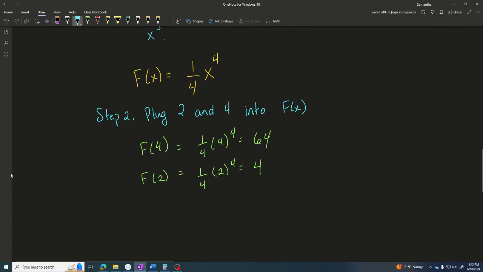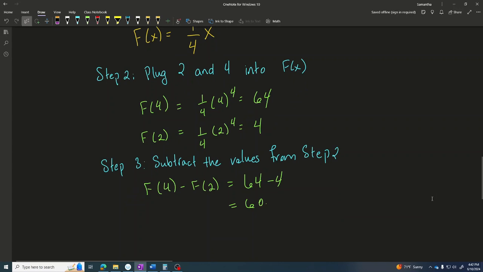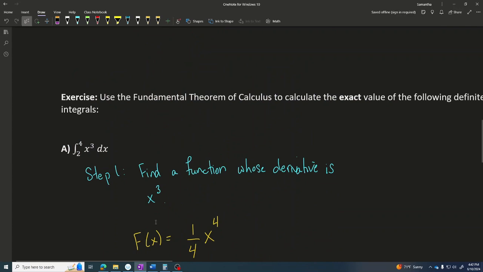And then finally, the only thing that's left to do here, step number 3, is subtract the values from step 2. Specifically, subtract them in the order of upper limit 4 minus lower limit 2, in our case 64 minus 4, in our case 60 units. 60 would be the exact, totally accurate value of the integral from 2 to 4 of x to the third power.